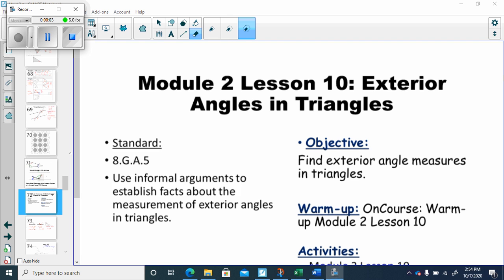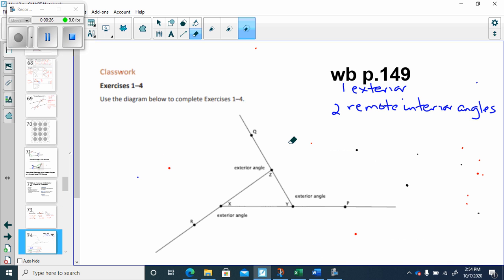This is Module 2, Lesson 10, where we're going to talk about exterior angles and triangles. Now, we've been using informal arguments to establish facts about the measurements of angles and triangles. Now we're going to deal with the exterior angles and triangles. And in this particular lesson, we're going to find the exterior angle measures in triangles. Okay? Now, first, let's talk about what an exterior angle is.